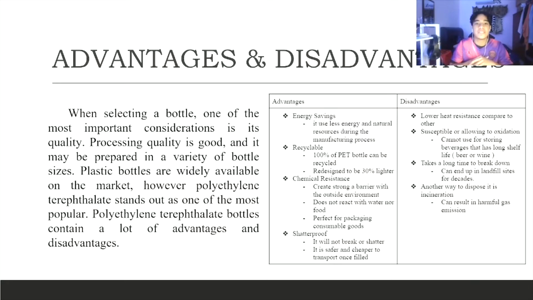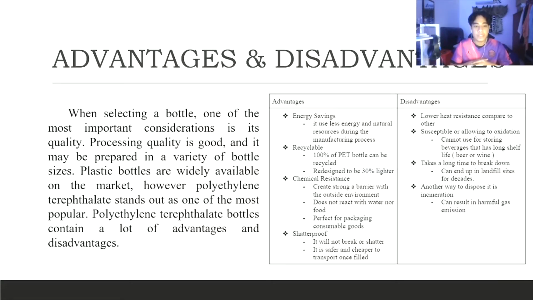So these are the advantages and disadvantages of polyethylene terephthalate. When selecting a bottle, one of the most important considerations is its quality. So processing quality is good and it may be prepared in a variety of bottle sizes. Plastic bottles are widely available on the market. However, polyethylene terephthalate stands out as one of the most popular ones.